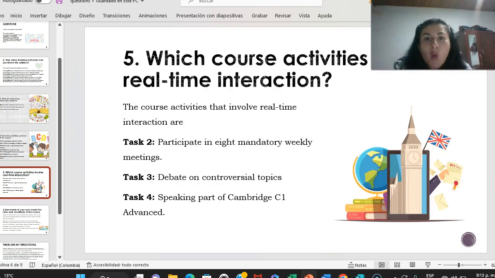Number 5. Which course activities involve real-time interaction? The course activities that involve real-time interaction are Task 2, participate in 8 mandatory weekly meetings; Task 3, debate on controversial topics; and Task 4, speaking part of Cambridge C1 Advanced.